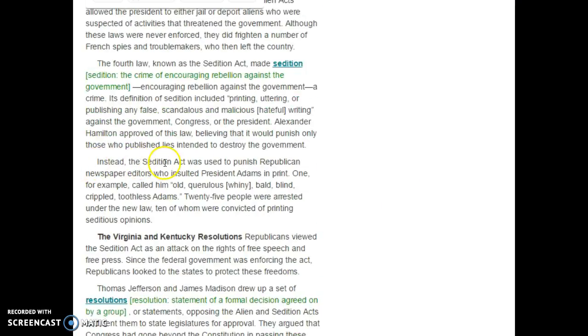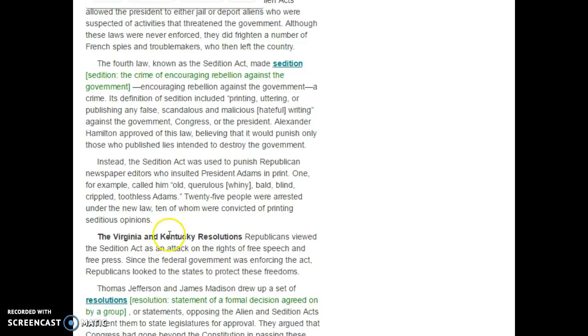Instead, the Sedition Act was used to punish Republican newspaper editors who insulted President Adams in print. One, for example, called him old, querulous, whiny, bald, blind, crippled, toothless Adams. 25 people were arrested under the new law, 10 of whom were convicted of printing seditious opinions.